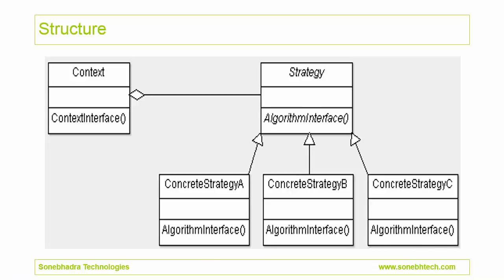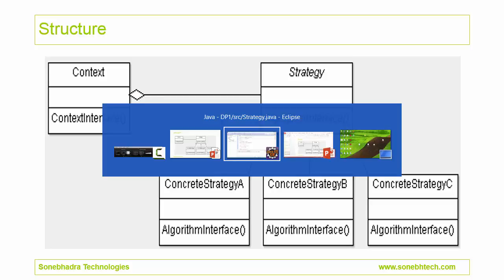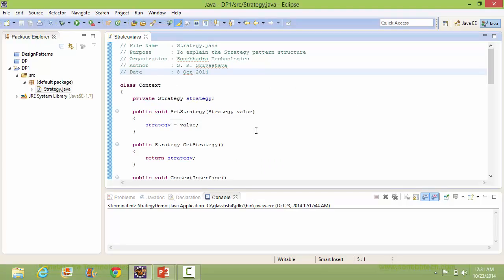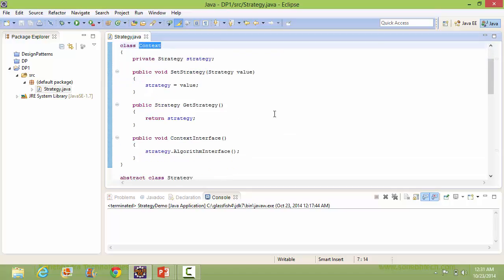This is the structure of strategy pattern. We will see how this is implemented in Java source. Here is the class Context. It has data member strategy. It has method setStrategy, which has strategy value as parameter, and inside this method it sets the data member strategy with this value.